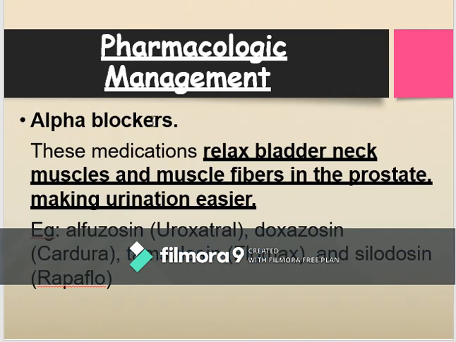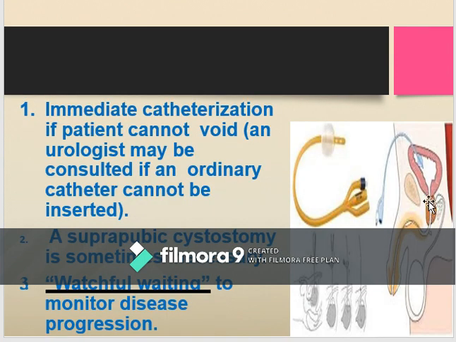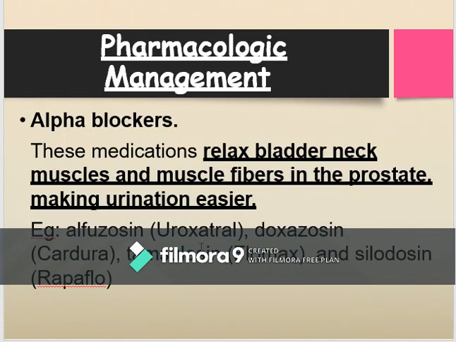So what do the alpha blockers help in? They help to relax the muscles in the neck of the bladder, as well as the muscle fibers in the prostate. Once these muscle fibers of the prostate and the bladder neck muscles relax, it will allow the smooth passage of urine. That doesn't mean that it will treat the enlarged prostate gland. The size of the prostate will remain the same, but the pressure that the patient experienced during micturition will be less due to alpha blockers. Examples of the drugs are given here, you can go through.